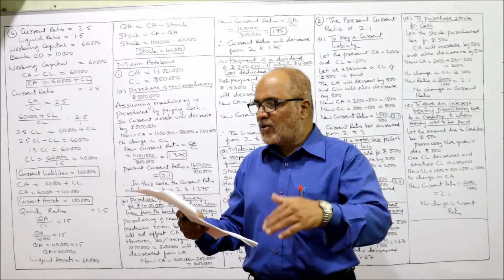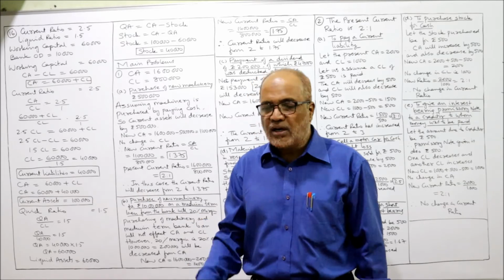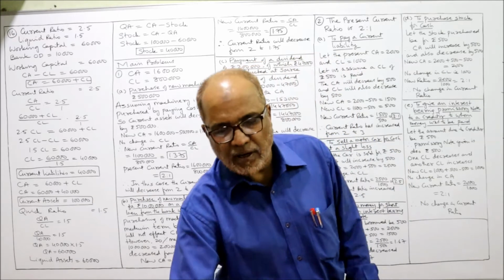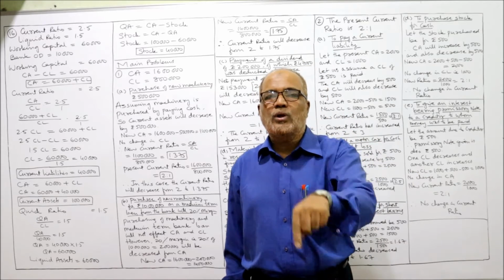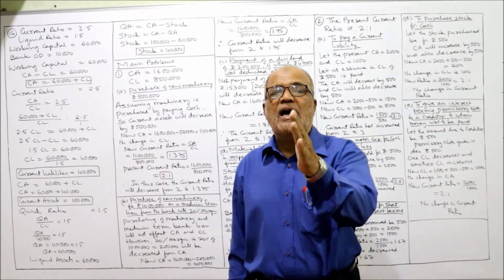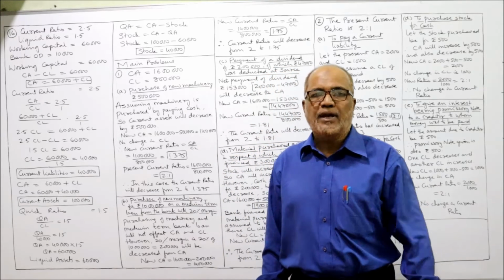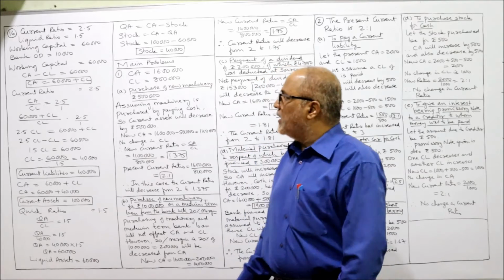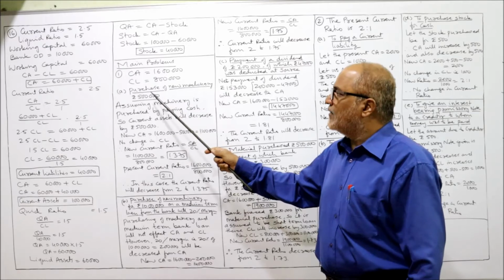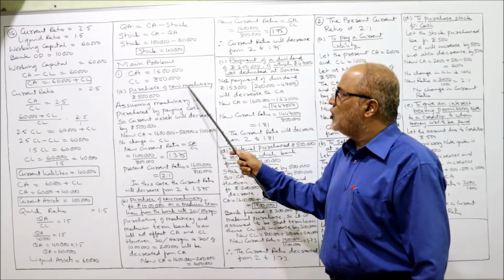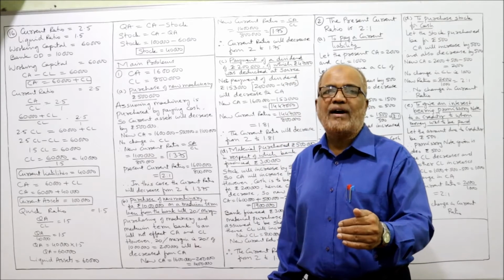Now, what is the effect of each of the following transactions individually and totally on the current ratio of the company? Now, 4 items are given, one by one. In each item, you have to give the conclusion. Now, first item, current asset 16 lakh, current liability 8 lakh. The first transaction is purchase of new machinery, 5 lakh.